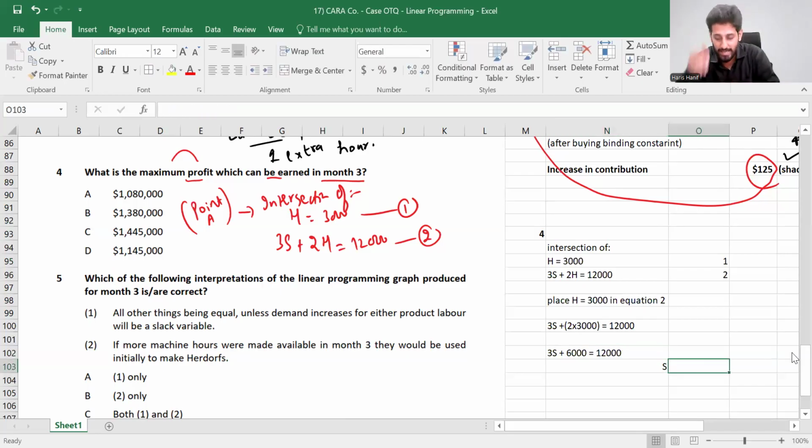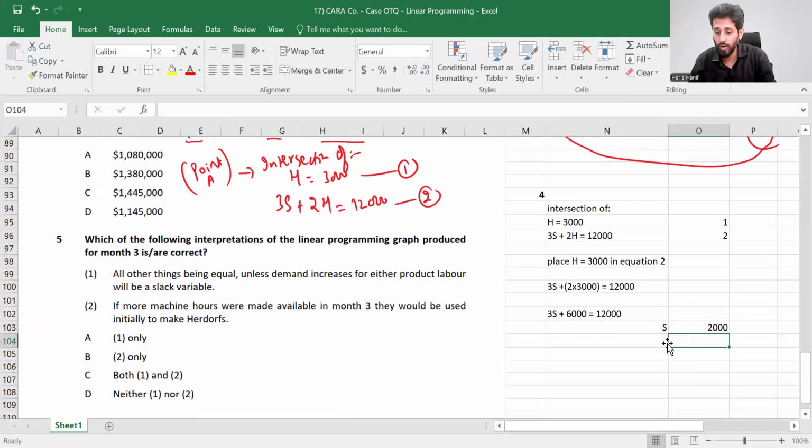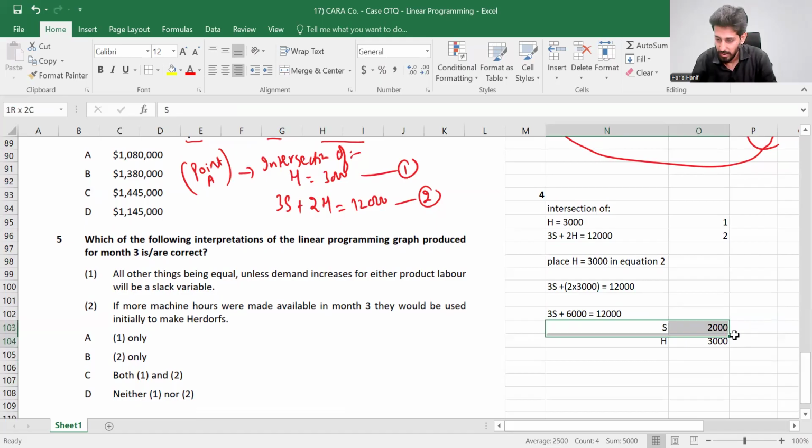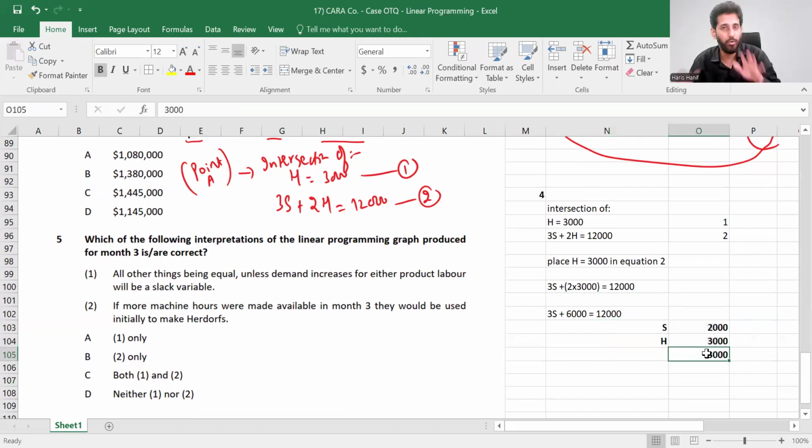So how do you calculate S? S is equal to 12,000 minus 6,000 divided by 3. So that is 2,000. So what is the optimal point that you are making? This is my optimal production plan: back 2,000 and head office 3,000 units.